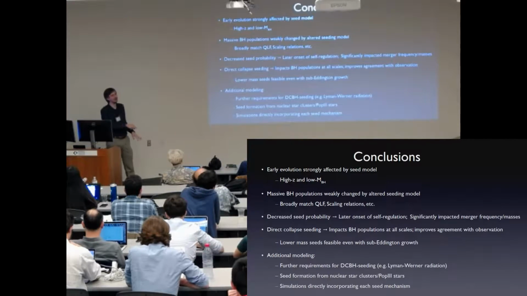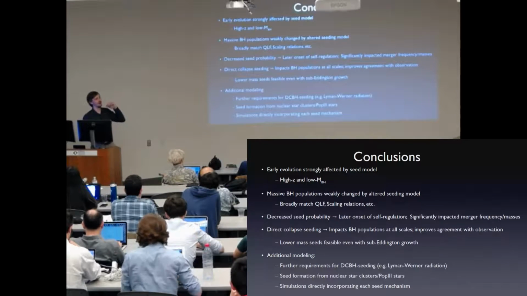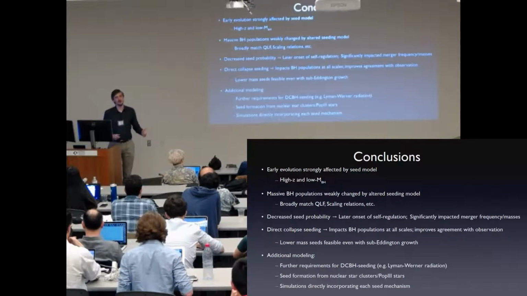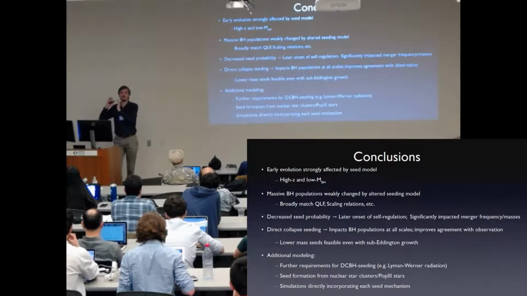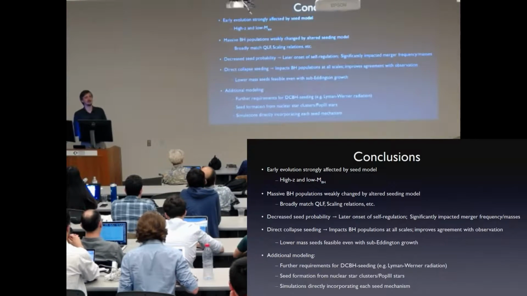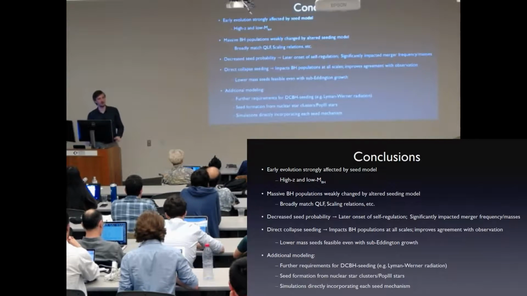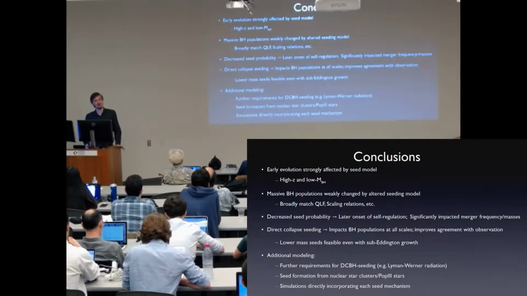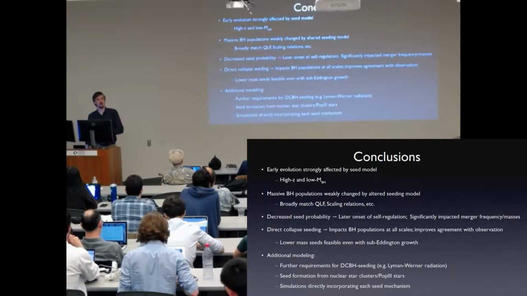And then we have additional areas where we're adding additional constraints for direct collapse models. We're adding seeding from Pop III stars and from interactions in dense nuclear star clusters. And then zoom-in simulations that incorporate these models, both artificially and self-consistently, comparing how everything works with one another. There's a lot still to look at, but I think it's pretty clear that it is important to consider how they seed, even if what you're interested in are the more massive or low redshift black holes. It does make a pretty big difference.